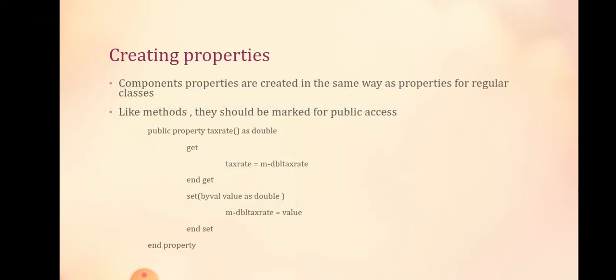Got it? Next, creating properties. How to create properties? We can either change the property through the Properties window or by the programming code itself. Here, how to change the property is specified. Public property, and it must end with end property. Just Get tax rate, next End Get, next Set the tax rate, and it ends with End Set.